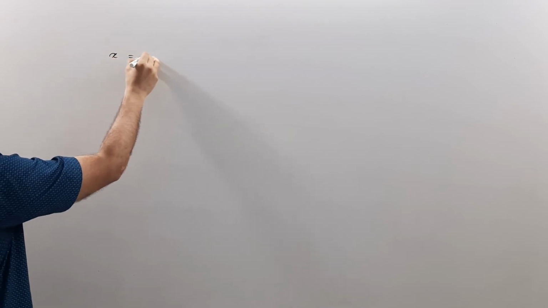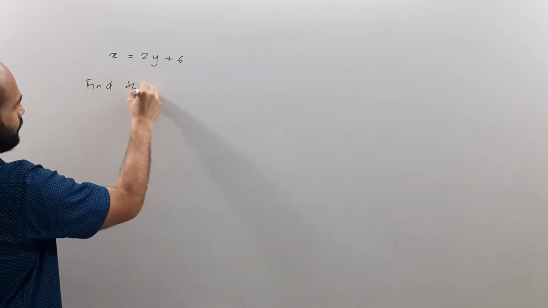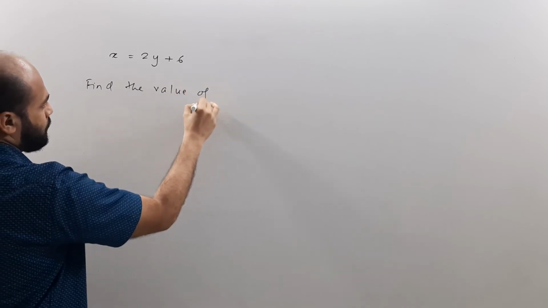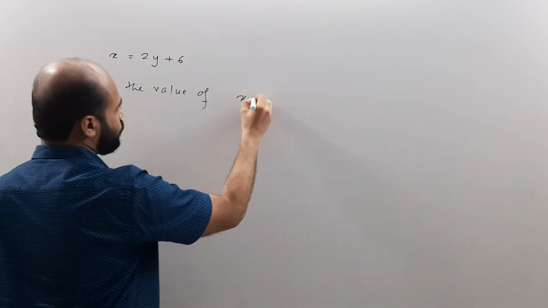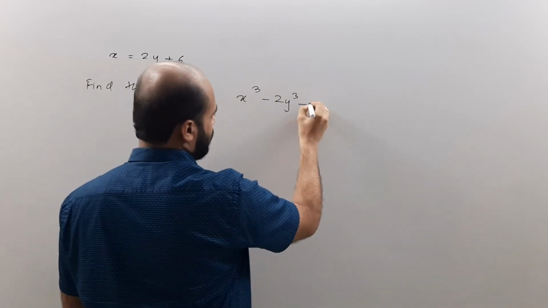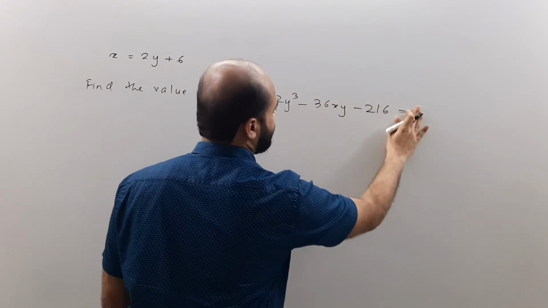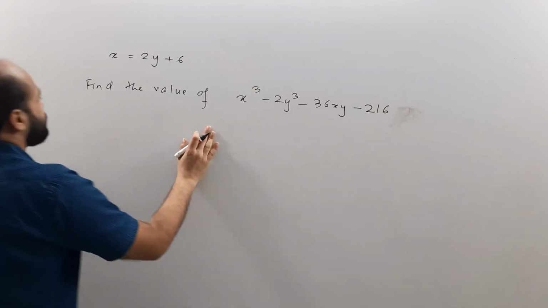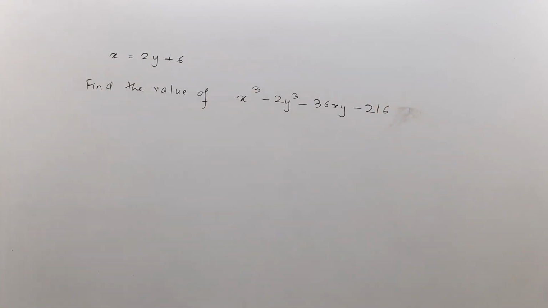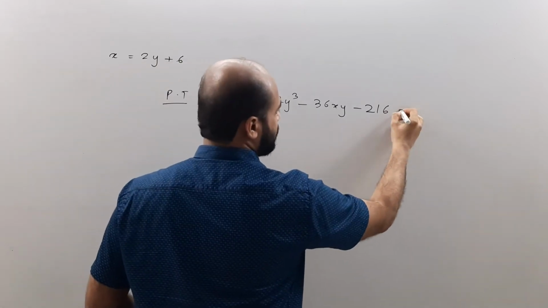It's given to us that x equals 2y plus 6. This expression is given and we have to find the value of x cube minus 8y cube minus 36xy minus 216, or you can say that, prove that this is equal to 0.